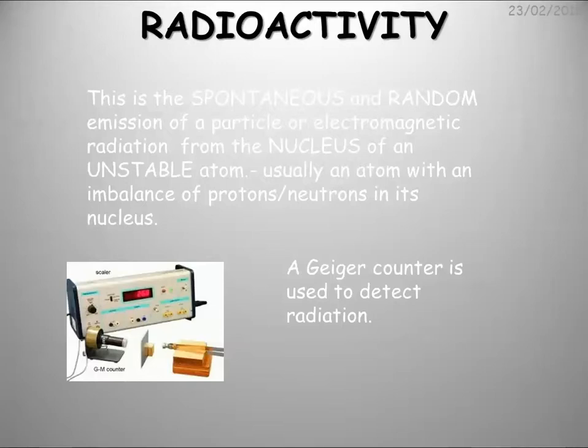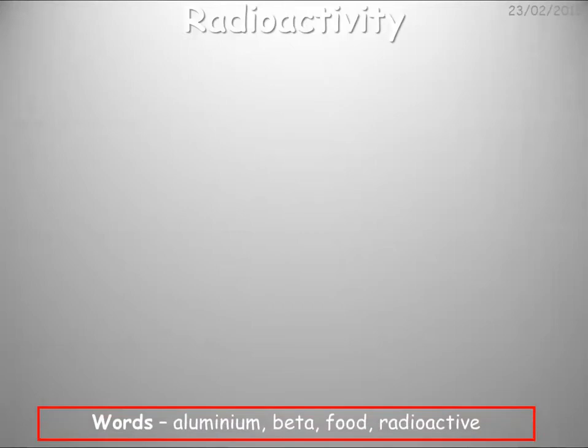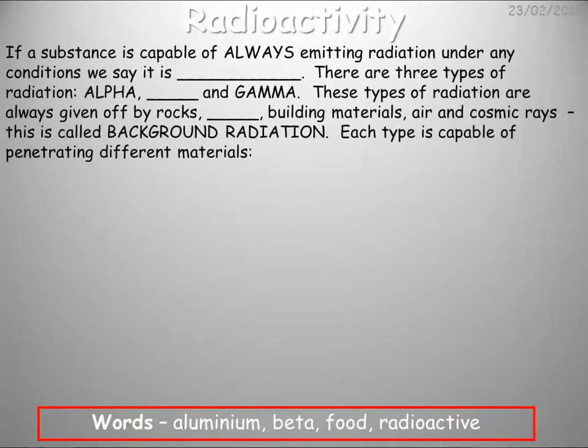We measure radiation with a Geiger-Müller tube, but for the AQA course they seem quite happy to just go with the word Geiger counter. And every time a radioactive particle or wave hits the GM tube, it just registers a count, and you can hear it or you can see the counter as the numbers increase. Okay. Radioactivity, a few key words. If a substance is capable of always emitting radiation under any conditions, we say it is radioactive.